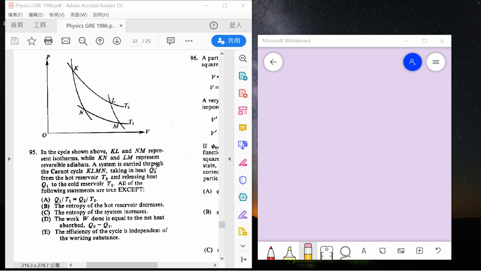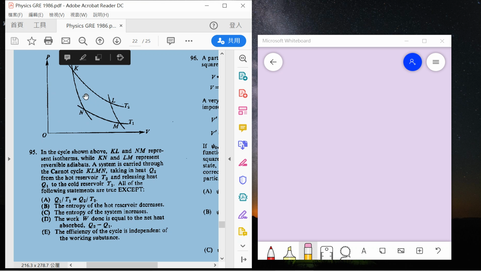To our subject, physics GRE. So 95, in the cycle shown above, KL. Also, basically you can read the question. This KL means the isotherm, and the KN means the, so these two are adiabatic. These two are isotherms. So this is a Carnot cycle.